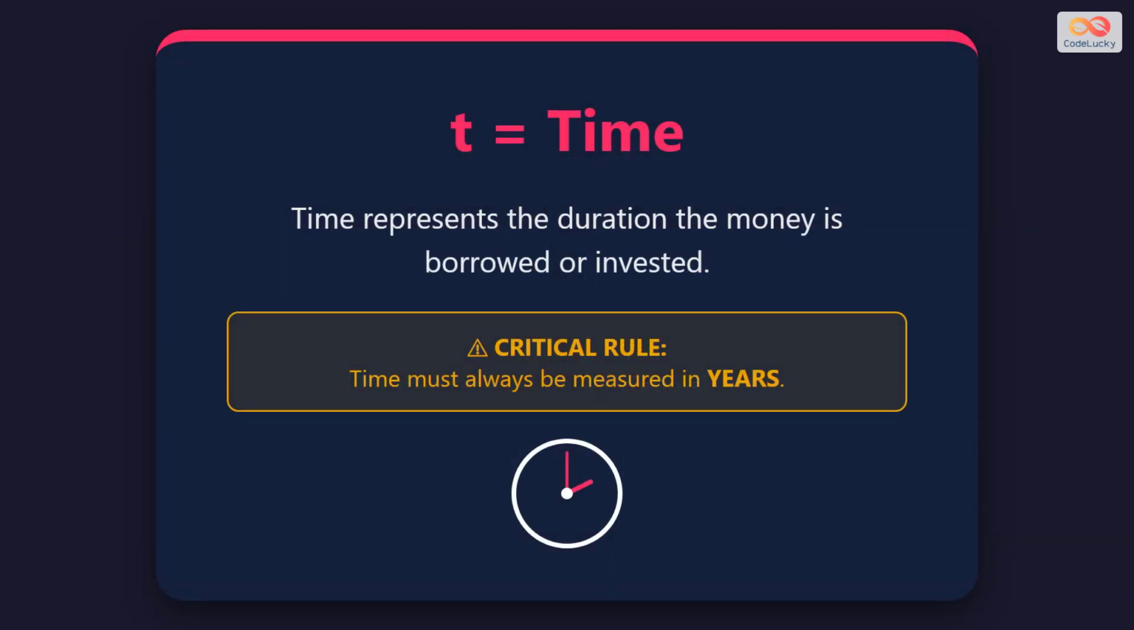The third variable is T, which stands for time. This represents how long the money is borrowed or invested. There is one critical rule you must remember. Time must always be measured in years. If you are given months, you will need to convert them.